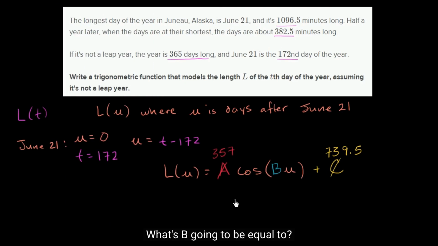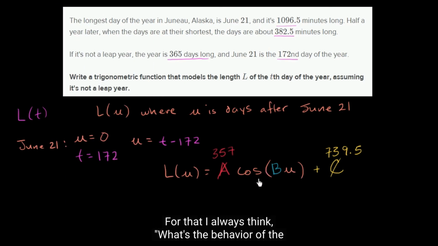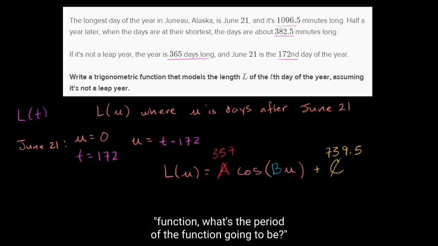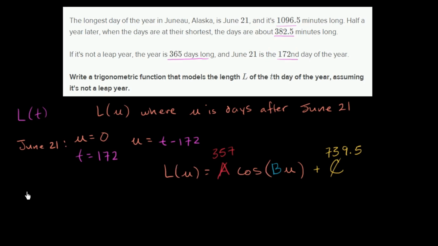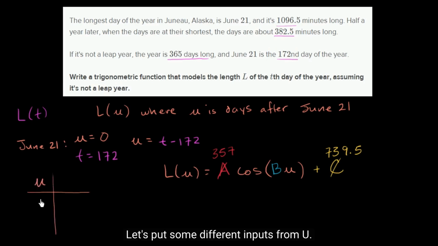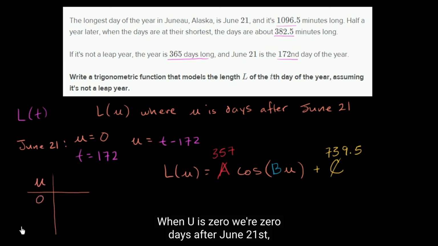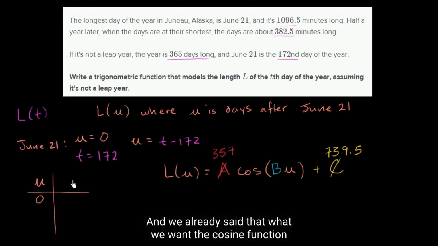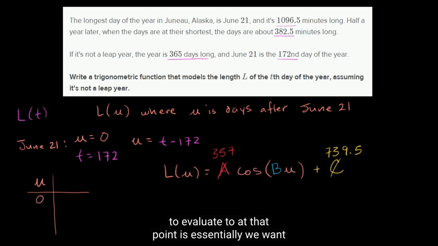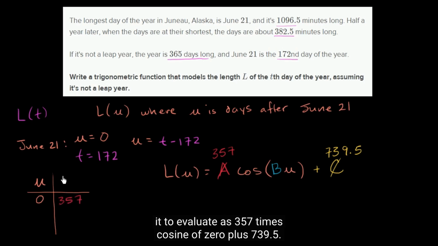So what's B going to be equal to? And for that, I always think about, well, what's the behavior of the function? What's the period of the function going to be? Let me make a little table here. So let's put some different inputs for u. When u is 0, we're 0 days after June 21st. We're at our maximum point. And we already said that we want the cosine function to evaluate to 357 times cosine of 0 plus 739.5.